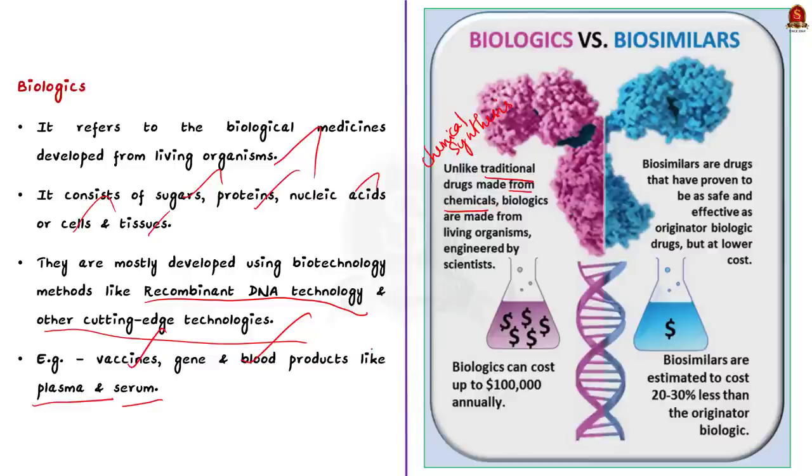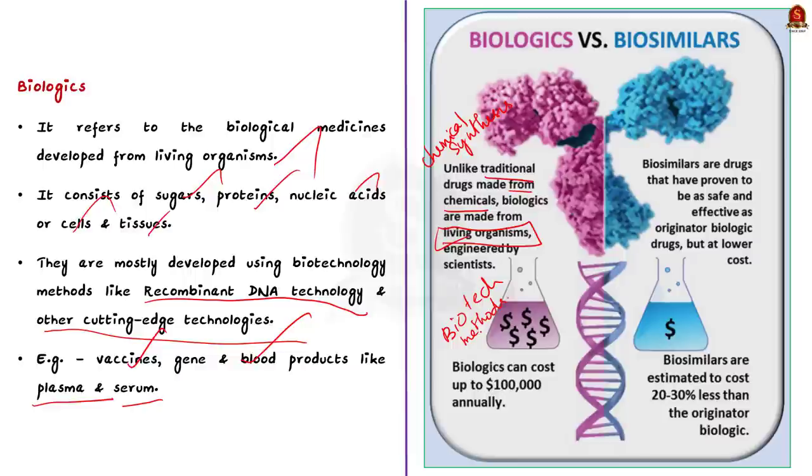But if we take biologics, most of the biologics are developed using biotechnology methods and they contain complex mixtures of biological components from living organisms. Here the issue is some of the components of a finished biologic may be unknown. Therefore, the biologics are not easily identified or characterized. This is the main difference between biologics and conventional drugs.